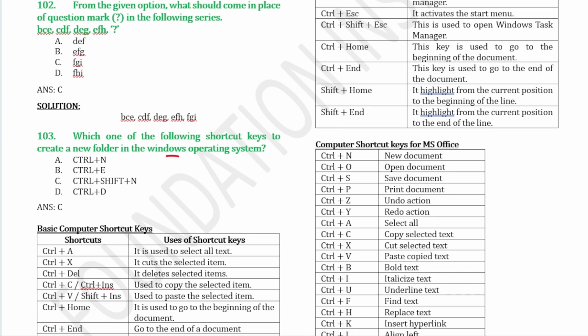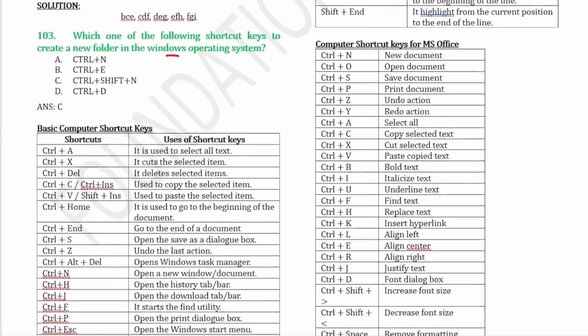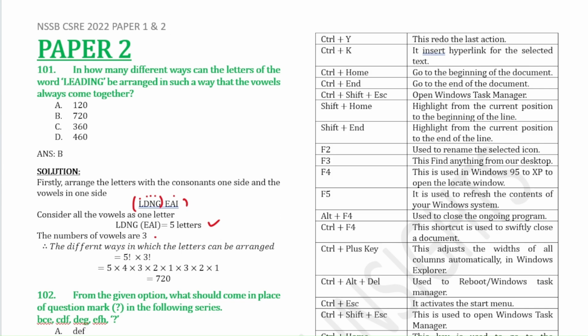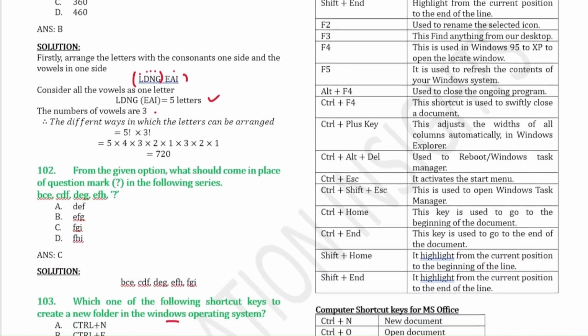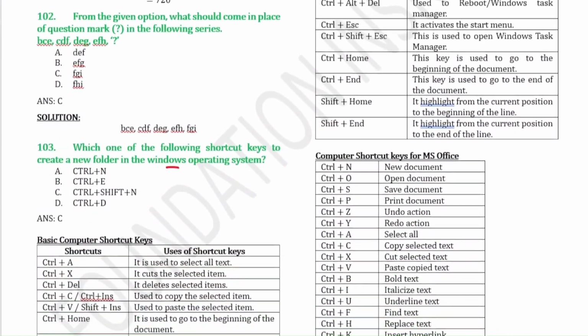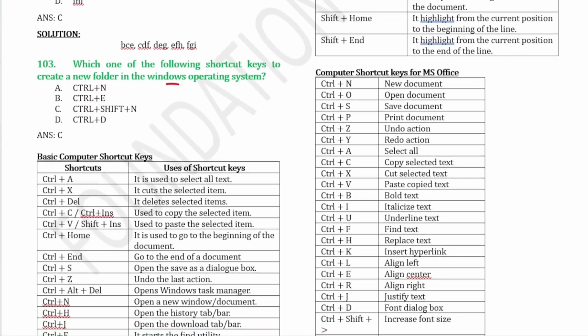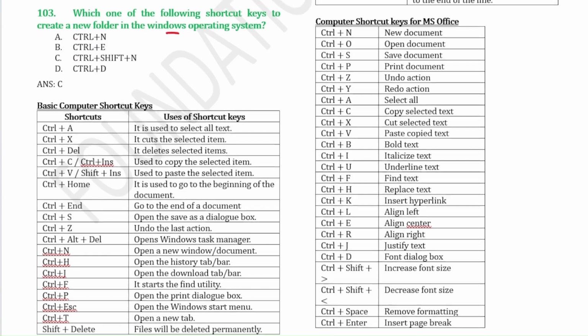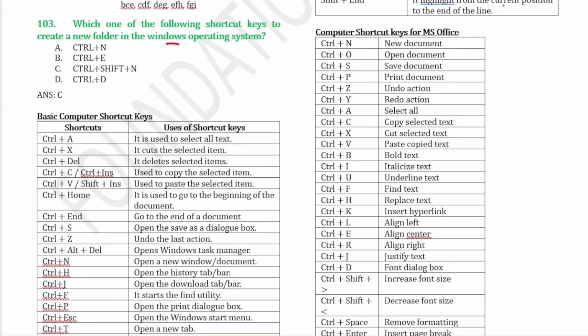So you can go through here. You can go through all the shortcut keys. So these are some of the basic computer shortcut keys. And then these are some of the shortcut keys for MS Office. So you have to know for MS Excel, MS Word, and all, okay?